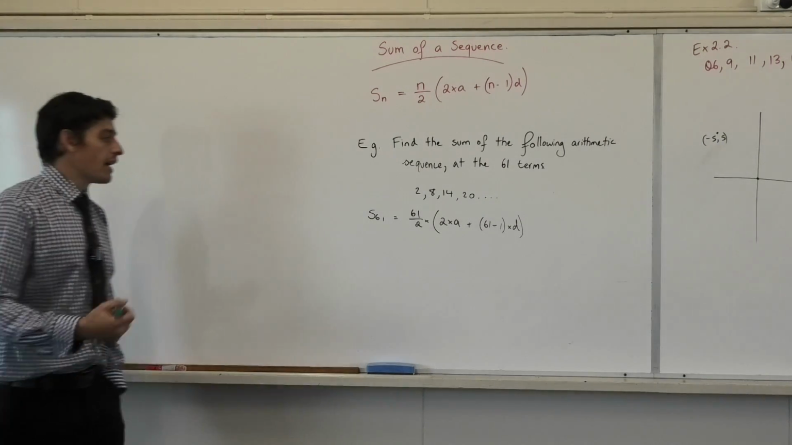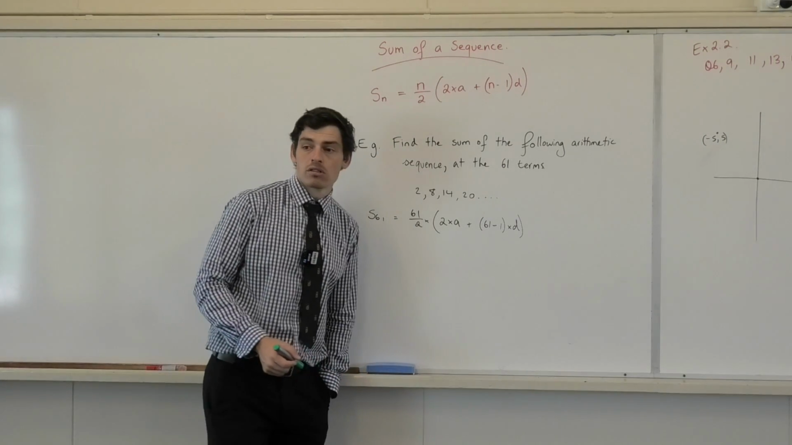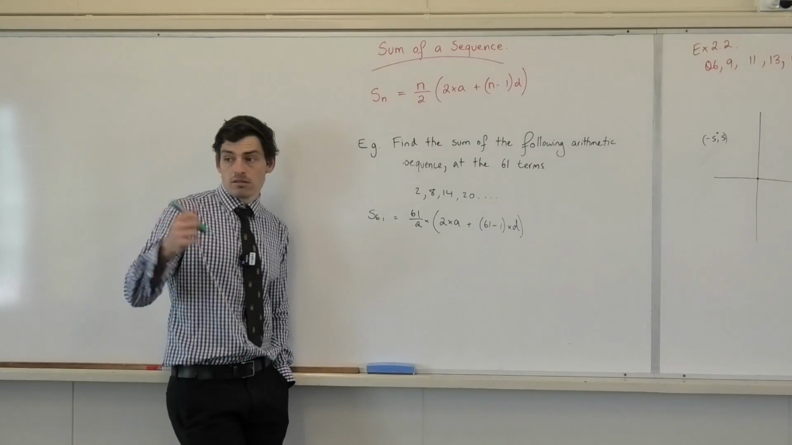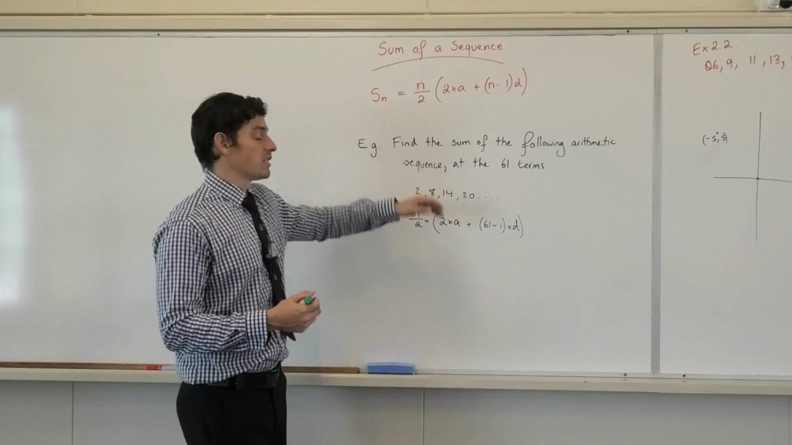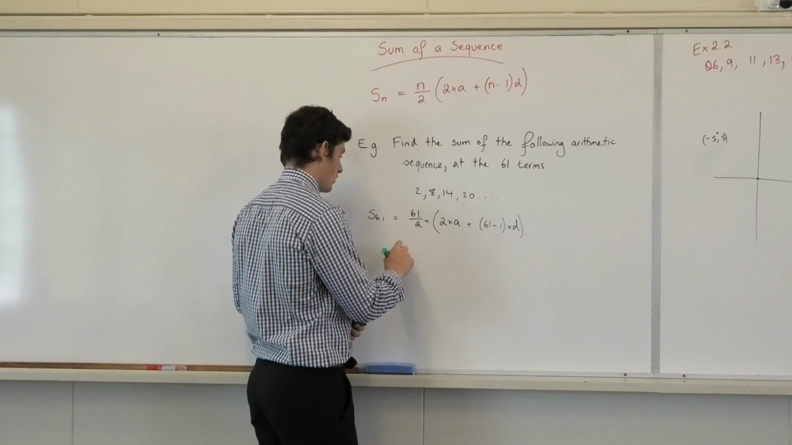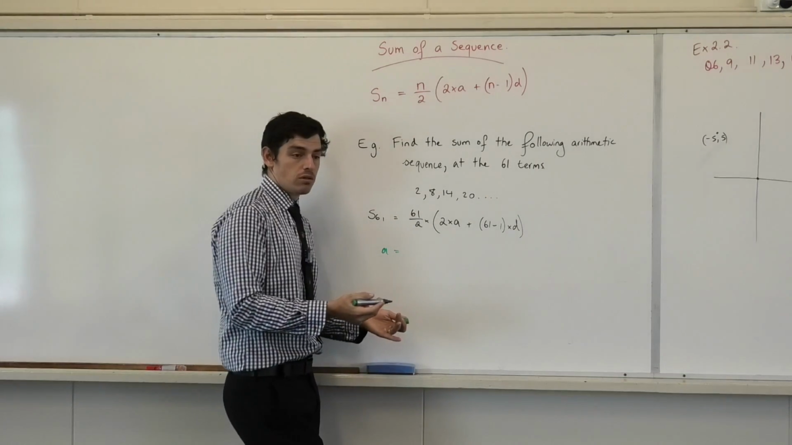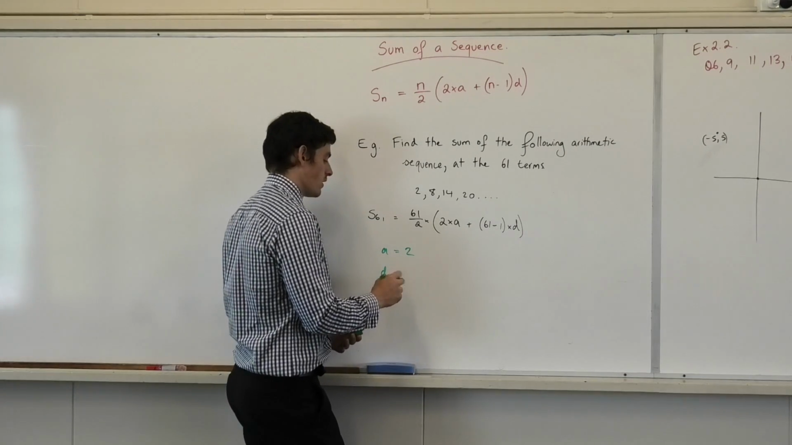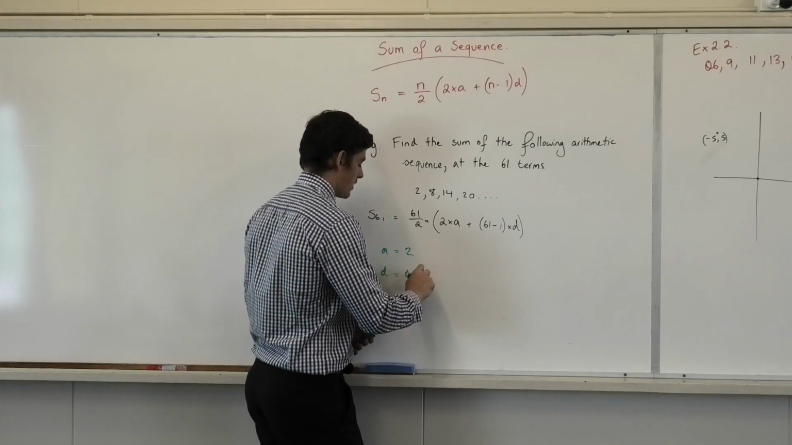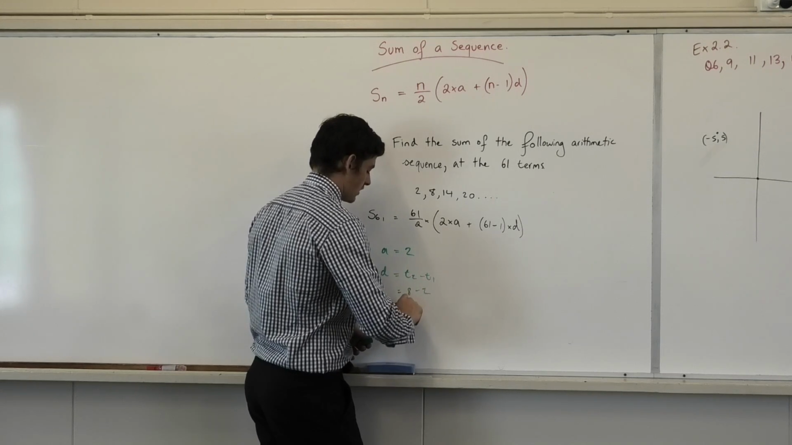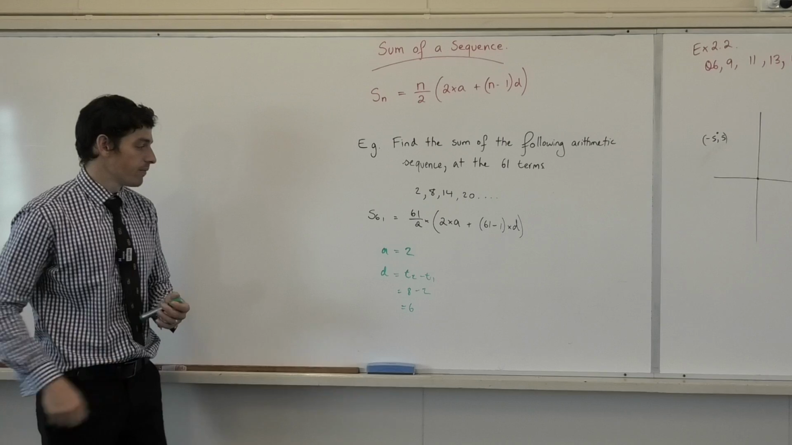How do I figure out A and D? What do I need to do? I need to look at my sequence, so I can see from inspection that my first term is A equals? What does my A equal? 2. And my D value here equals? I'm just going to write T2 minus T1 just so we're aware of what's going on. 8 minus 2, which is 6. So you're 100% correct there.